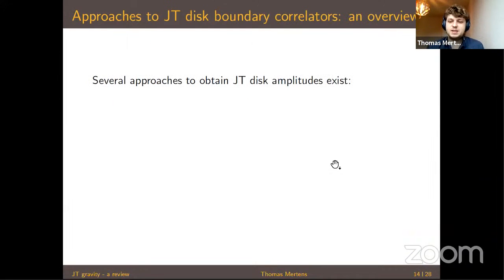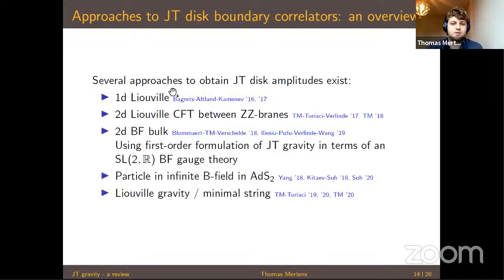Okay, so now I still need to tell you how you actually calculate the Schwarzian path integral with these complicated bilocal operators in them. Several approaches have been developed. I'll just give you a brief overview, so I won't go into any of the details here, but they all consist of relating the Schwarzian model to other dynamical models that we already knew how to solve beforehand. You can relate it to Liouville field theory, to 1D or even 2D Liouville field theory between branes. You can exploit this gauge theoretic first order perspective to calculate the amplitudes.